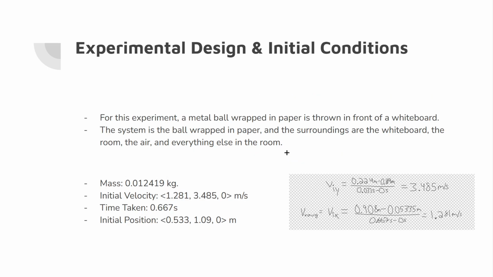For this experiment, a metal ball wrapped in paper is thrown in front of a whiteboard. The system is the ball wrapped in paper, and the surroundings are the whiteboard, the room, the air, and everything else in the room. The mass of our metal ball wrapped in paper is 0.012419 kilograms. The initial velocity was calculated to be 1.281 meters per second in the x direction and 3.485 meters per second in the y direction, and it took about 2/3 of a second. The initial position is 0.533 meters in the x direction and 1.09 meters in the y direction.